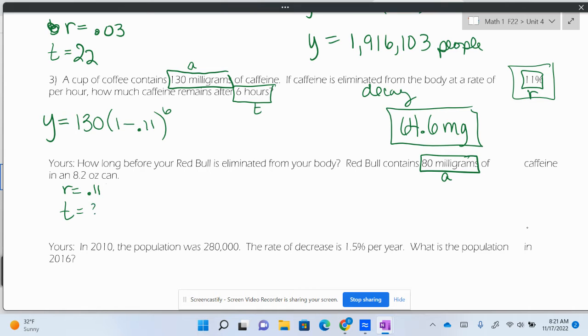Right? We're trying to find the T. And we want to get it totally out of our body, meaning Y equals 0. So actually, you guys can't probably do this one on your own. We're going to do this together. So let's set this up really fast. I want to know when the total amount of caffeine is 0. So 0 equals 80 times 1 minus 0.11 to the power of T. We're trying to find T.